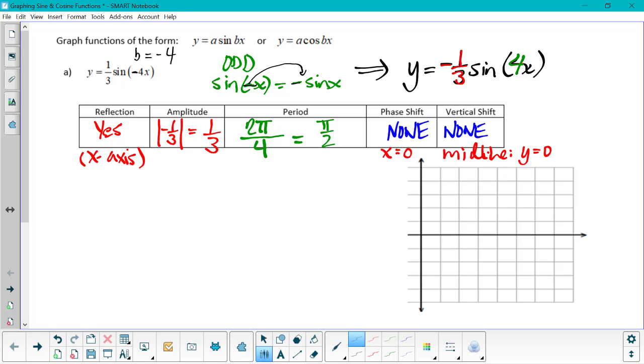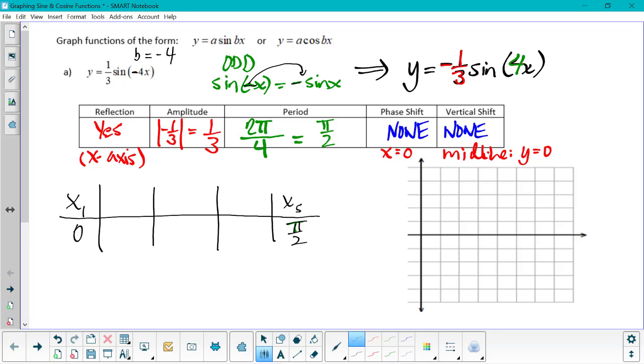Okay, so what we need is we need to locate our 5 points, which means we need the x values of those 5 points. So my first x value is always the phase shift. In this case, it is 0. The x value of my last point, or where the cycle ends, is taking the phase shift and adding the period. So if I take 0 and add pi over 2, then that's where I'm going to end. Not a lot of work when we start having a phase shift of 0. Okay, what I do have to do now is find the midpoint, the quarter point, and the 3/4 point.